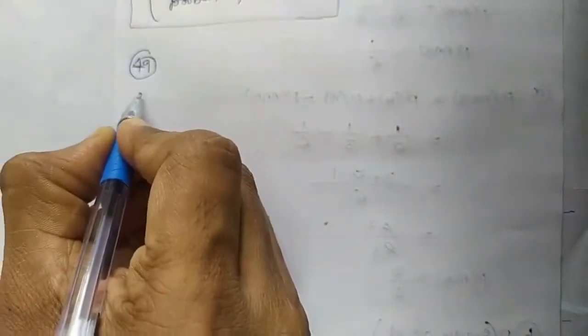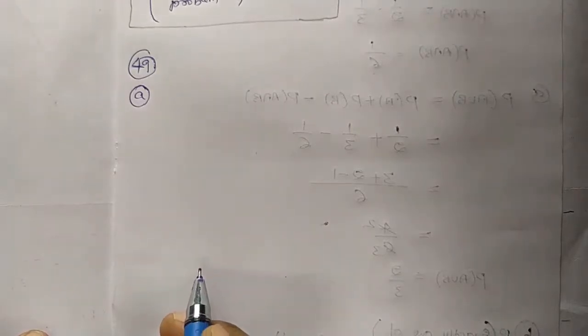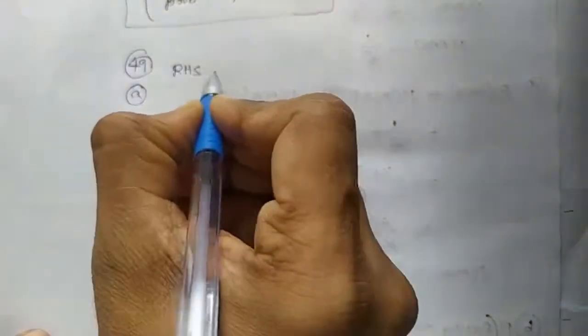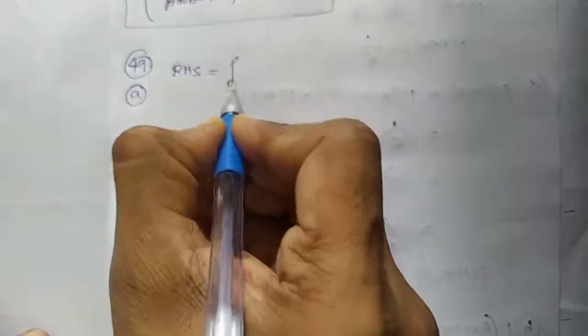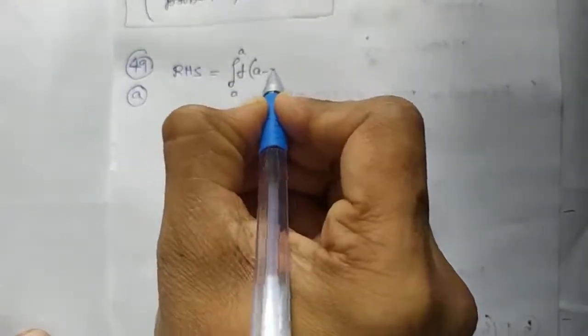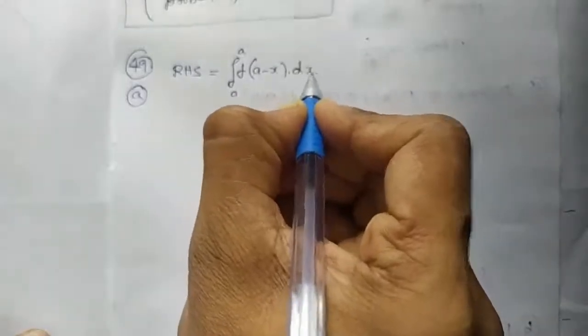49th question, part A. Prove that the integration of 0 to a f of x dx is equal to the integration of 0 to a f of a minus x dx. It is a property. Let us prove it. First, we will consider the RHS part. RHS is the integration of 0 to a f of a minus x dx.